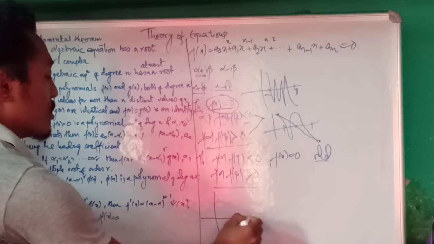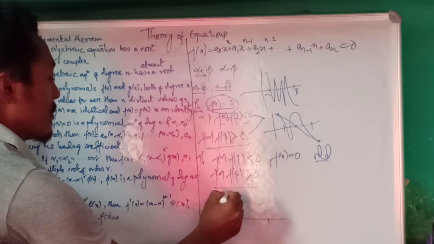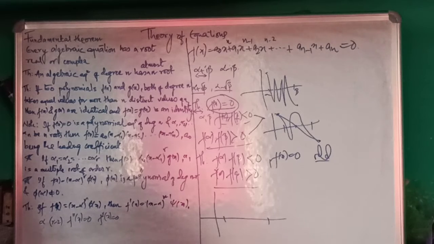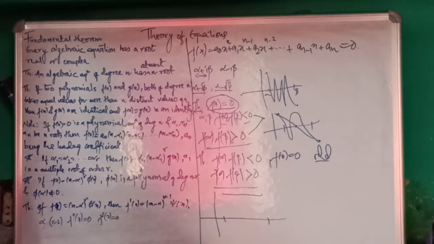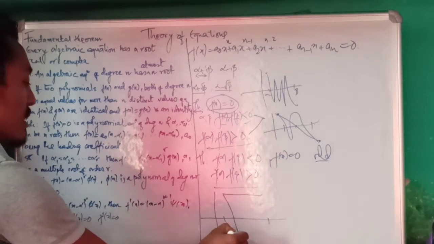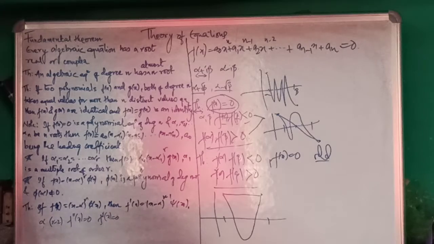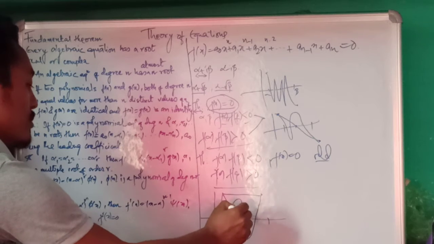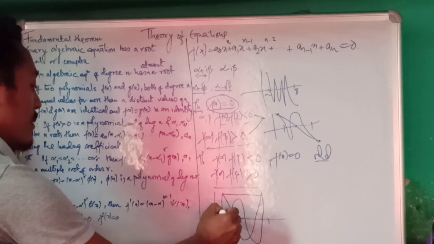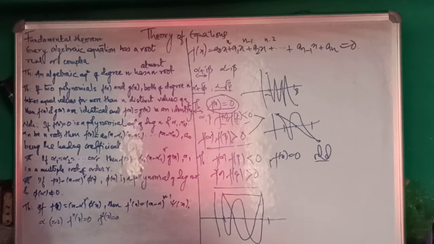So I'll give you the geometrical version also. This is alpha, this is beta. Either f of alpha and f of beta are at the same side of the axis, either above the x-axis or below the x-axis. Suppose f of x has no crossing, that means no root. Suppose there is a crossing, then there must be two crossings. So even, 1, 2, 3, again 4 crossings. So you always have an even number of crossings, hence an even number of roots.